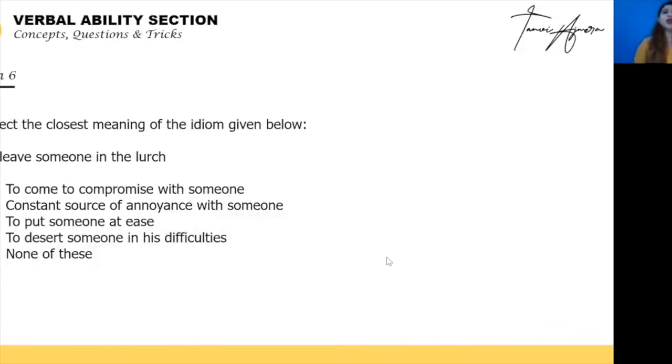See, you can try and look at answer options this way also. To leave someone in a lurch basically means to desert someone in his or her difficulties. So let's say there is an important, emergency situation, and you've left that person in a lurch and moved on. You've deserted that person in his difficulties.